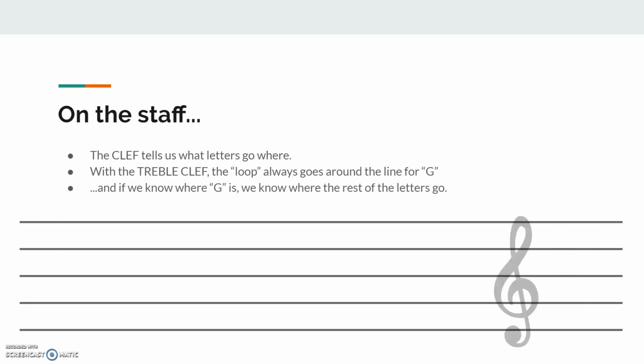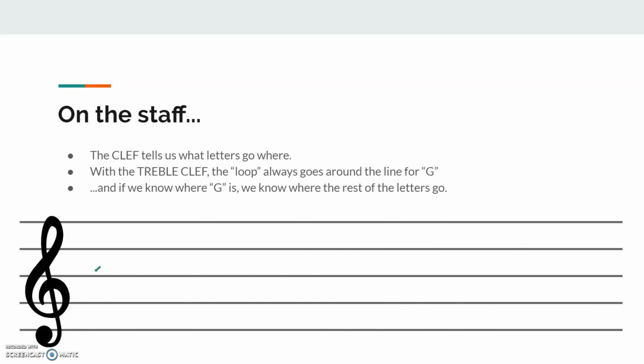So let's put our staff up here. Let's put our treble clef up here and take a look at that loop right in the middle. It always goes around the G line. And if we know that that one is G, we can figure out where the rest of the letters go as well.